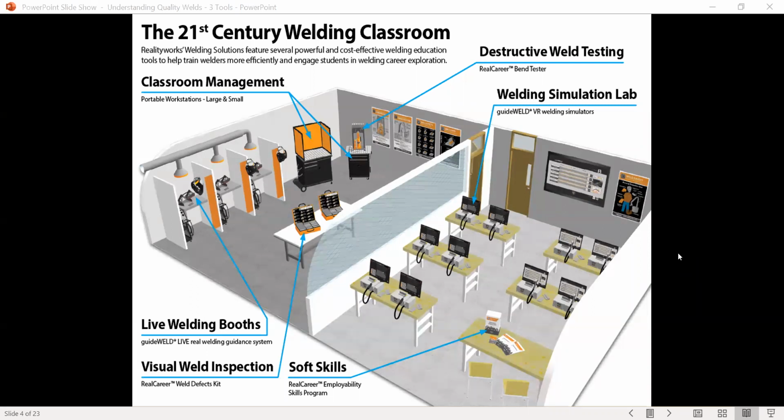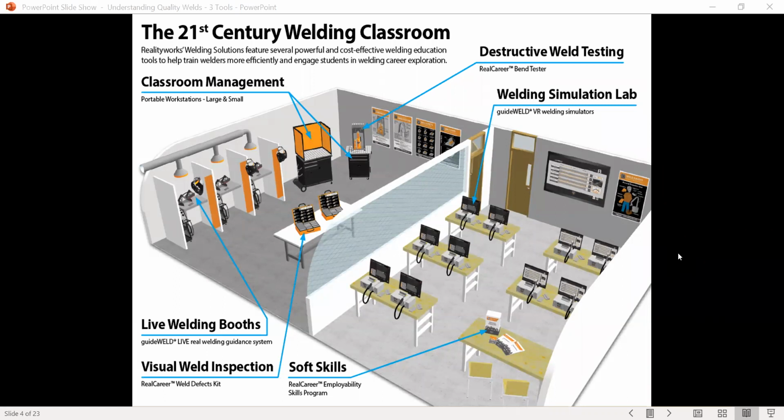We also have our Guide Weld Live real welding guidance system, which is in our live welding booths. This is a connection with our Guide Weld VR welding simulators. Inside the helmet, you have a guidance system that, every time you move your welding gun or interact with your weld, gives you your work angle, your travel angle, and your travel speed, allowing you to make sure that you are following the WPS and making the best welds possible every time you weld.